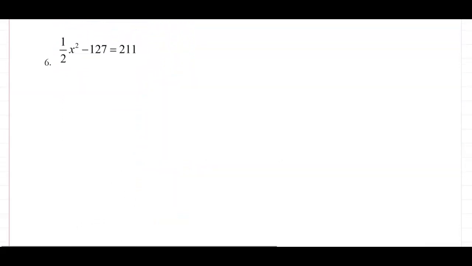Now we introduce a fraction, numbers on both sides. The fraction's multiplying x squared. Again, we want to isolate the 1/2 x squared as our first step, so we're going to add 127 to both sides. This leaves us with 1/2 x squared is equal to 338. Now this one is starting to seem a bit strange. 338, 1/2 x squared. This seems like it might be difficult, but I'm going to show you.